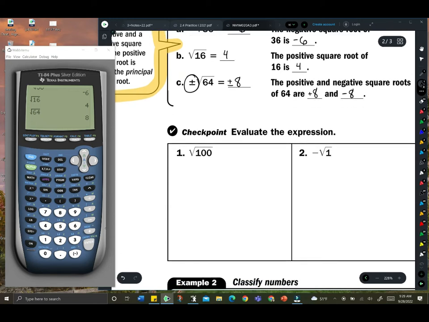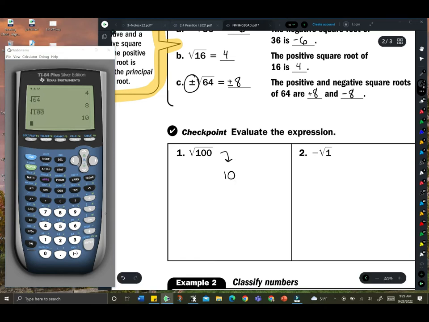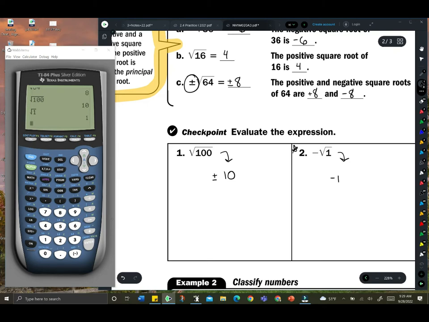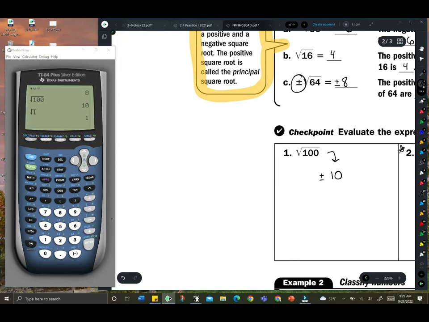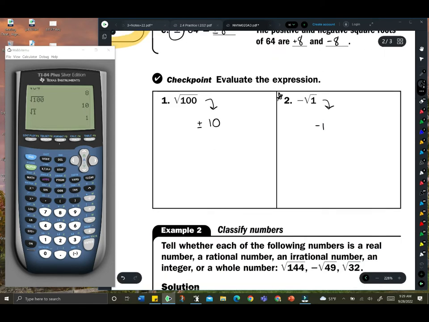Evaluate the expressions. Square root of 100. Second square root, 100, is 10. If you want to put plus or minus, that's fine. Negative, just the negative version. Okay, so square root of 1. This is a trickier one. Square root of 1 is just 1, and it's just negative 1. So 1 is the square root. If you're not sure of all the square roots, you can use the table in the calculator to find those, but I'll just let you use our technique so far.